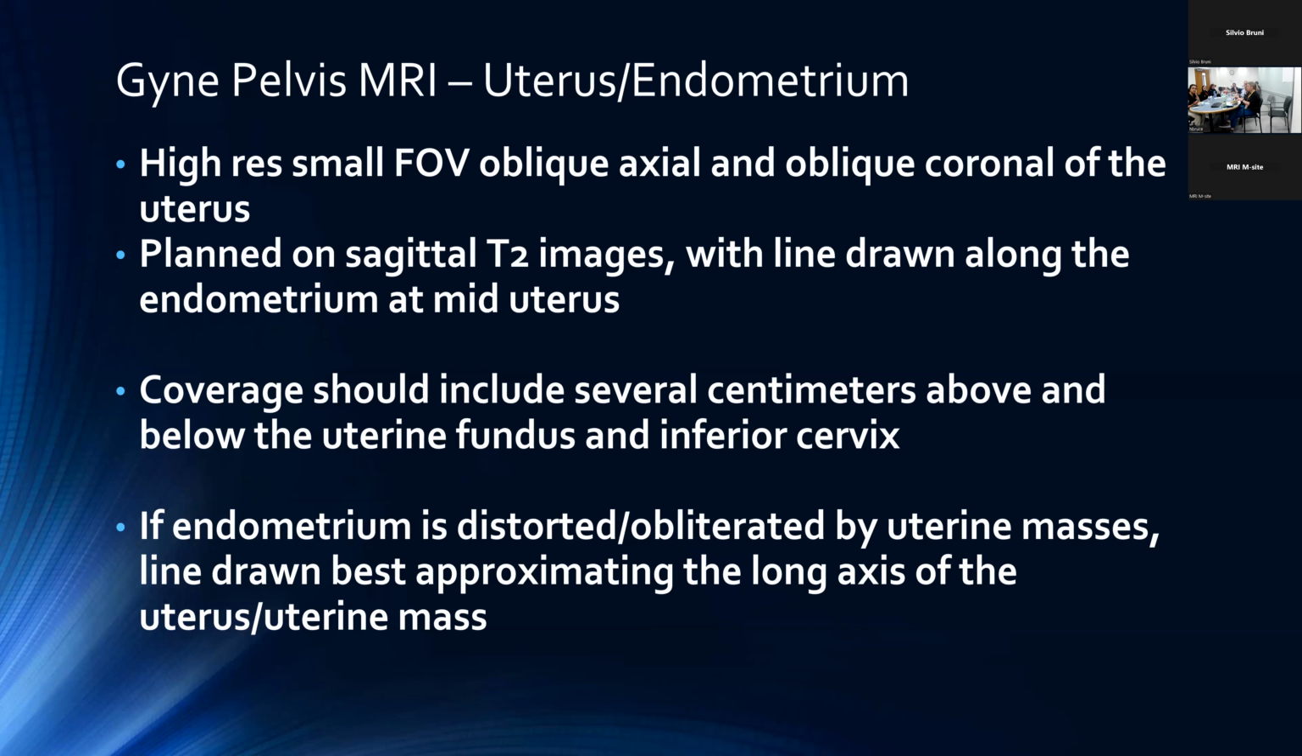The coverage of the resulting long axis and short axis images should extend several centimeters above and below the uterus, which would include the entirety of the cervix along that caudal margin. If the endometrium is difficult to delineate, either because it's distorted or obliterated by uterine mass or masses, the planning line is generally drawn to best approximate the long axis of the uterus itself, again, within that midline.